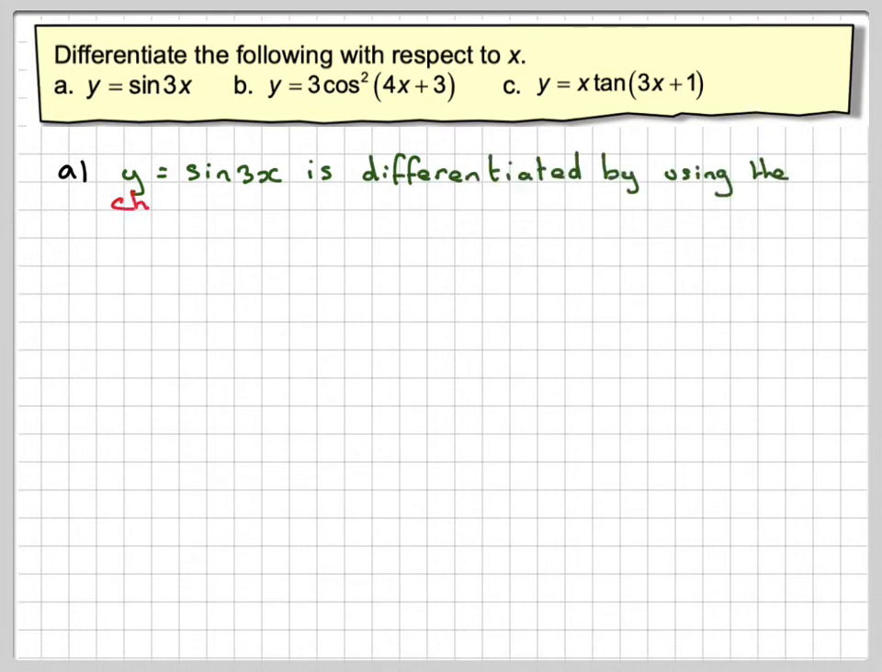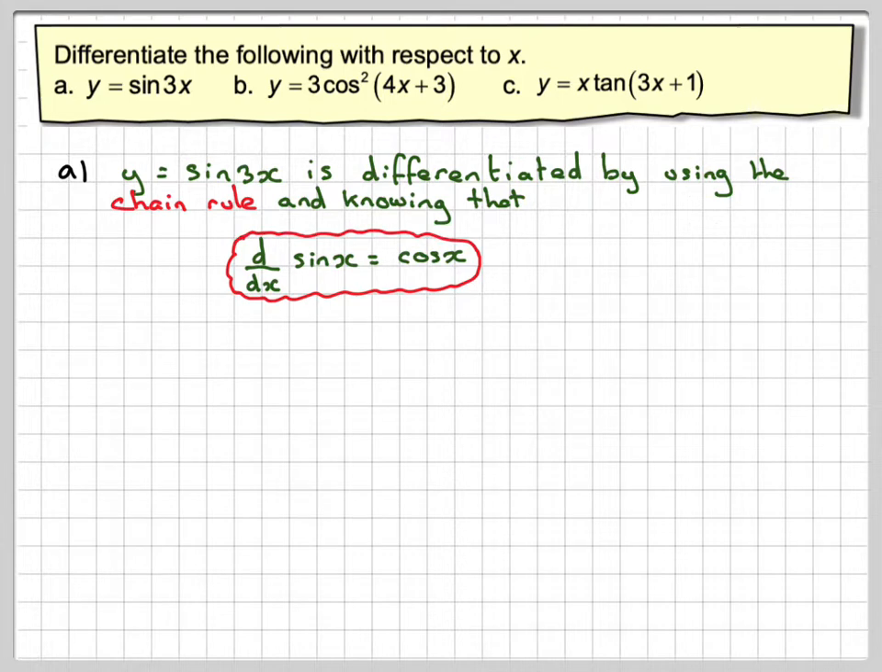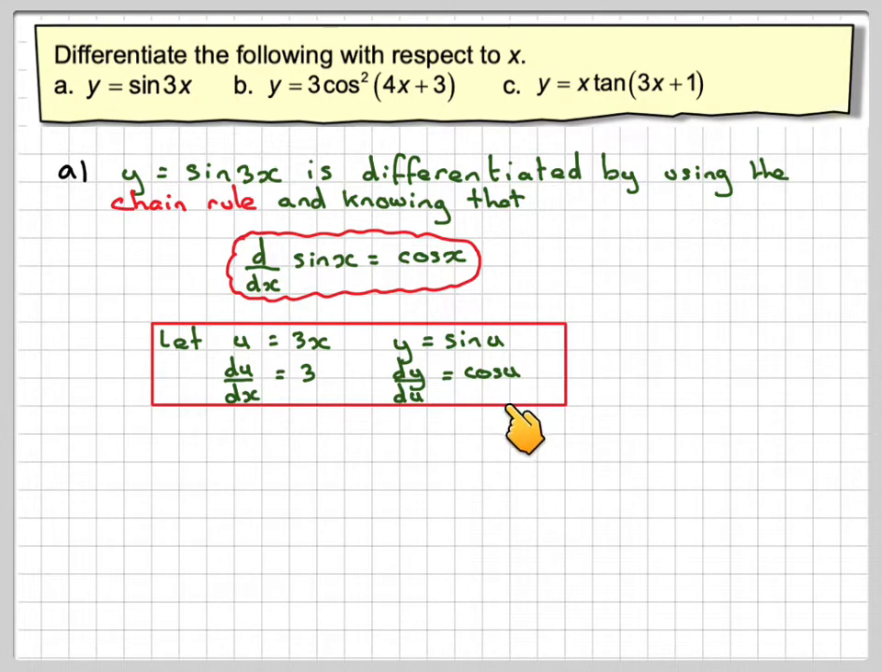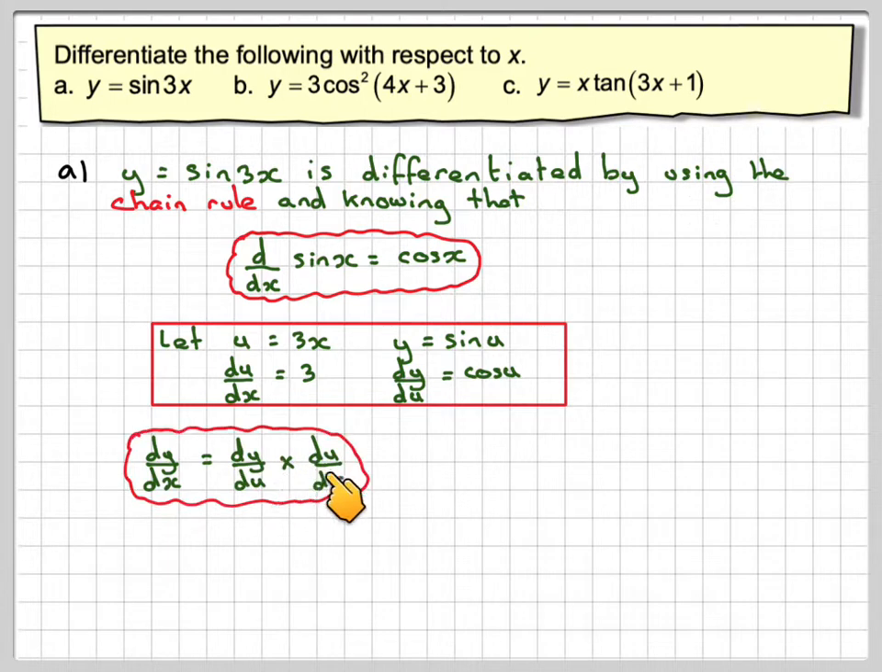It's differentiated using the chain rule and knowing the fact that the differential of sine x is cos x, where x is measured in radians. So if we let u be equal to 3x, so you let u be equal to the angle, then du by dx will be just 3, and that means that y is equal to sine u, and therefore dy by du is equal to cos u. And then we know that dy by dx is dy by du times du by dx, so substituting, that's going to be cos u times 3, but u was my invention, so that becomes 3 cos 3x.